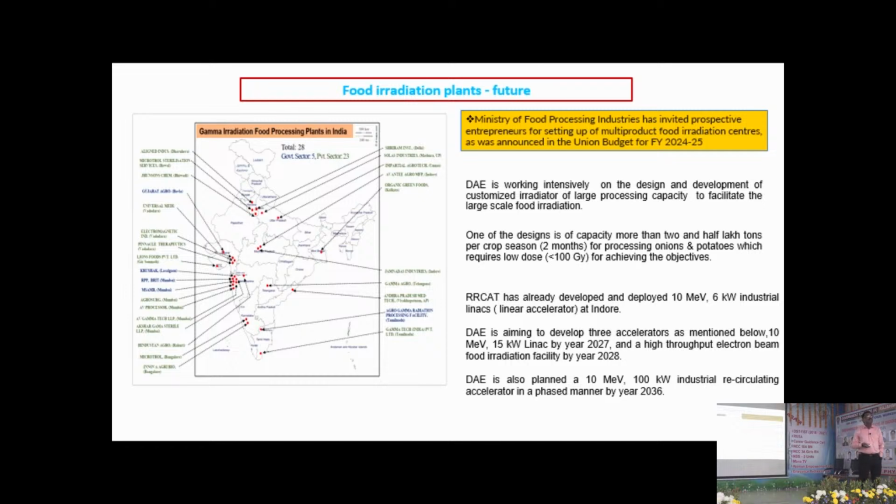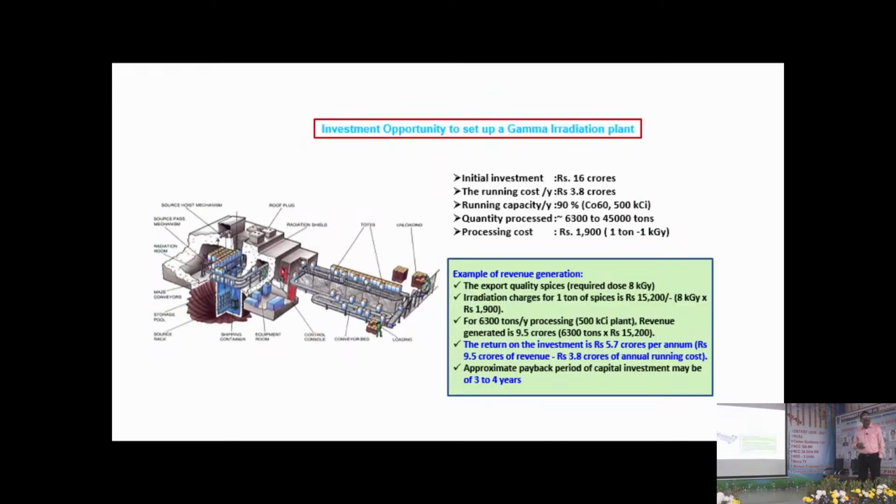And now government is giving a 50% subsidy for these food irradiators. It's a good business proposition. Technology will be given by BRC, and BRIT will give the source, and the payback period is something like 5 years for this investment. Gamma irradiation plant based on cobalt 60 isotope for food irradiation.